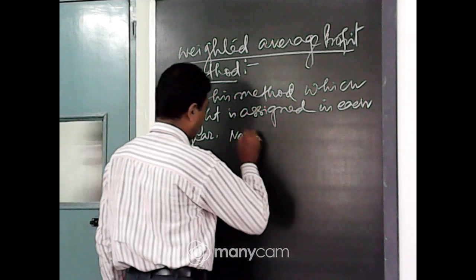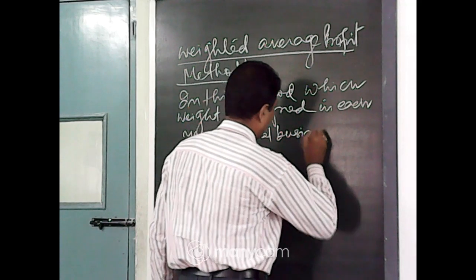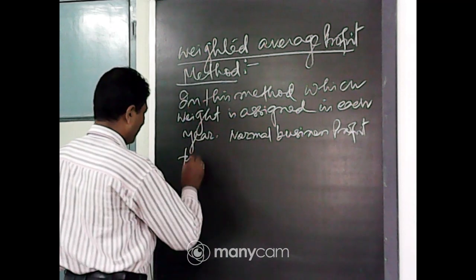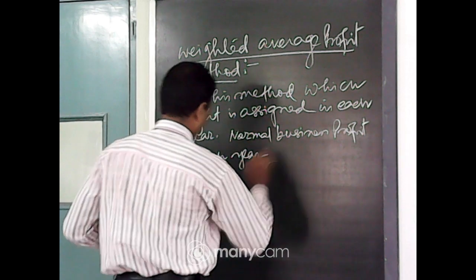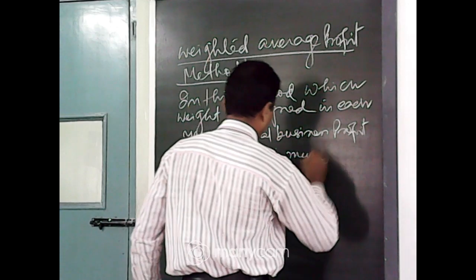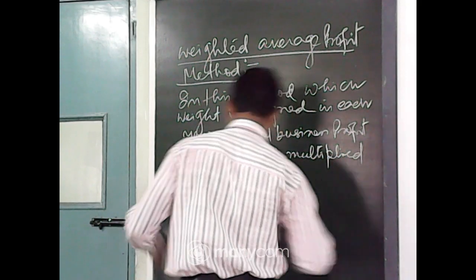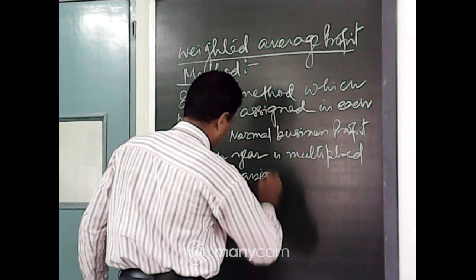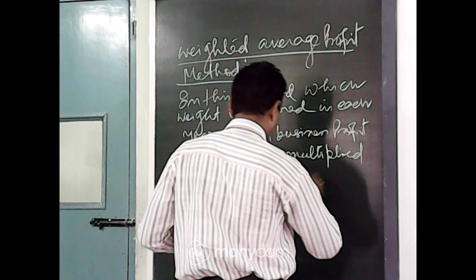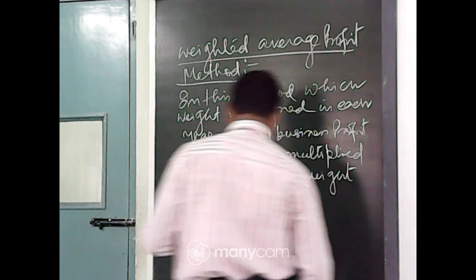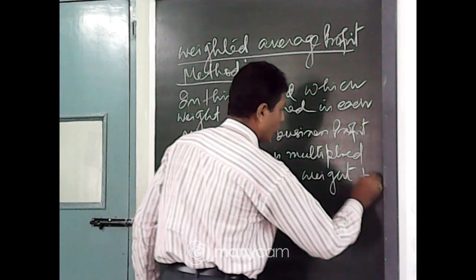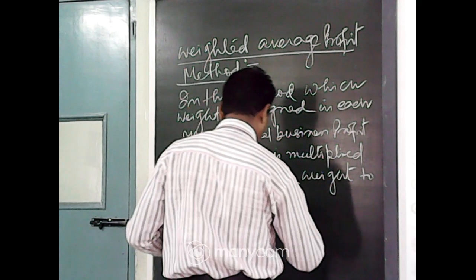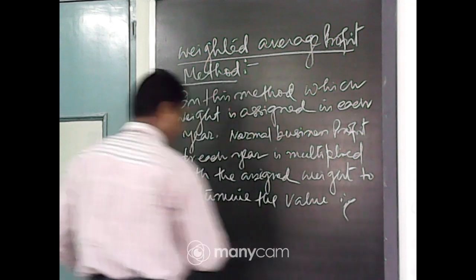Normal business profit for each year is multiplied with the assigned weight to determine the value, that is, weighted profit.